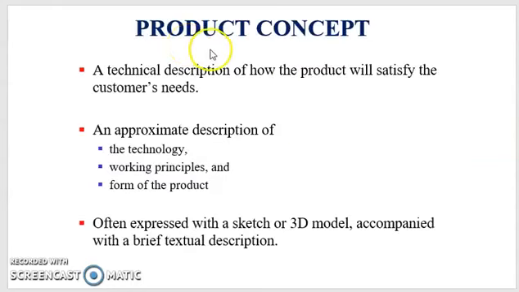A product concept is defined as an approximate description of the technology, working principles, and form of the product. It is a concise description of how the product will satisfy the customer needs. Initially, a concept is usually expressed as a sketch or as a three-dimensional rough model and is often accompanied by a textual description.